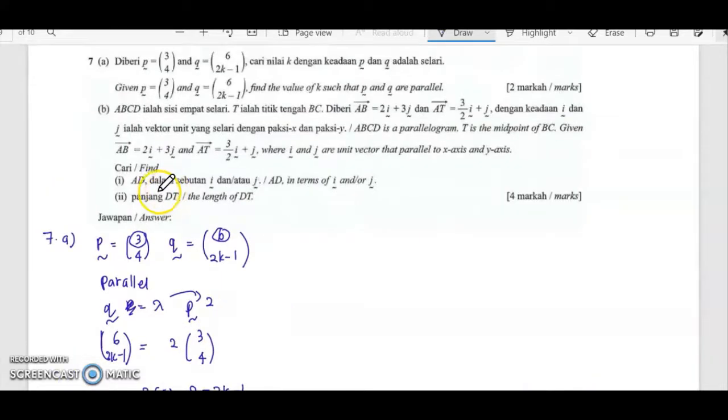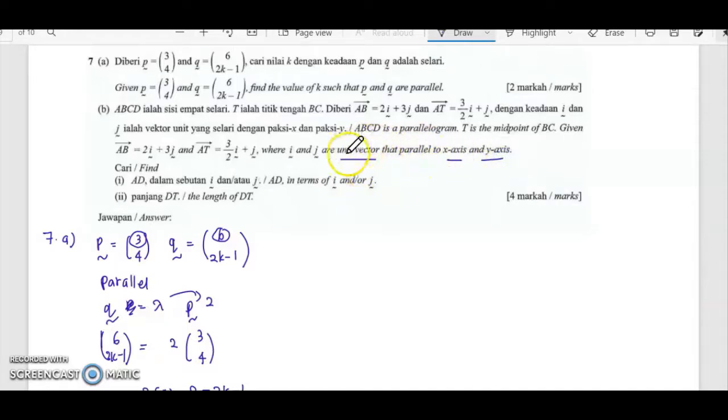Okay, next is question B. ABCD is a parallelogram. T is the midpoint of BC. Given that vector AB is 2i plus 3j, and then AT is 3 over 2 i plus j, where i and j are the unit vectors that are parallel to the x-axis and y-axis.